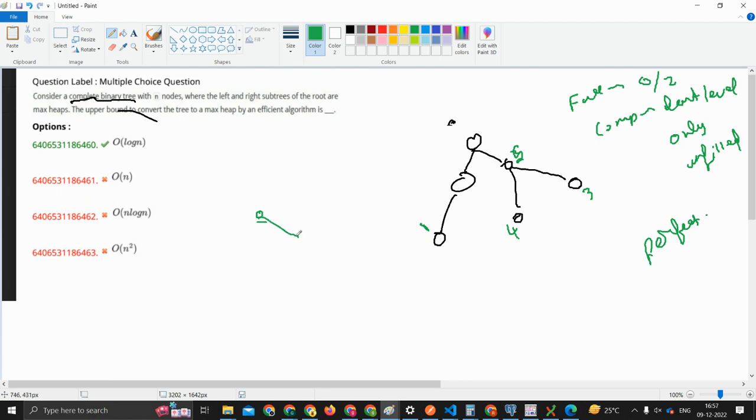Okay, full understood. Full means only the leaf nodes will not have children. Other than that, all the other nodes will have two children. That is called full. This is full. Which one, Balaji? Green. Yeah, green one. Green is full. Correct.